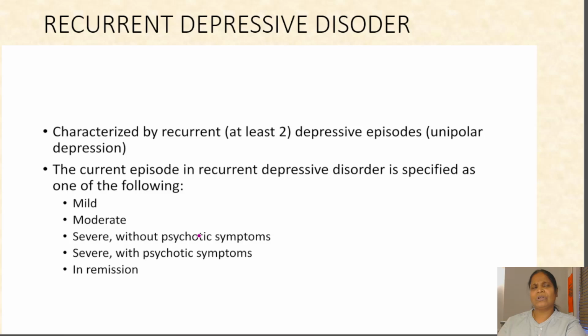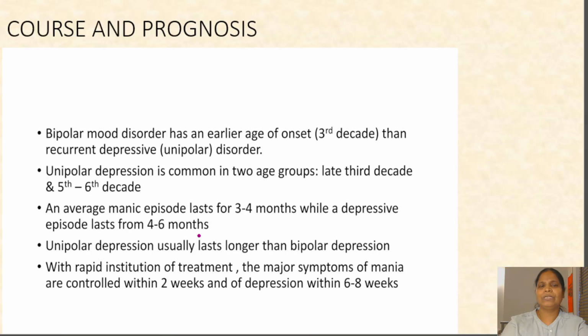Recurrent depressive disorder means the episode of depression is already present, and the next time also the person again has an episode of depression. It is called unipolar depression. Each time the person lands up with a mental disorder, he lands up with depression. So that is called a recurrent depressive disorder.